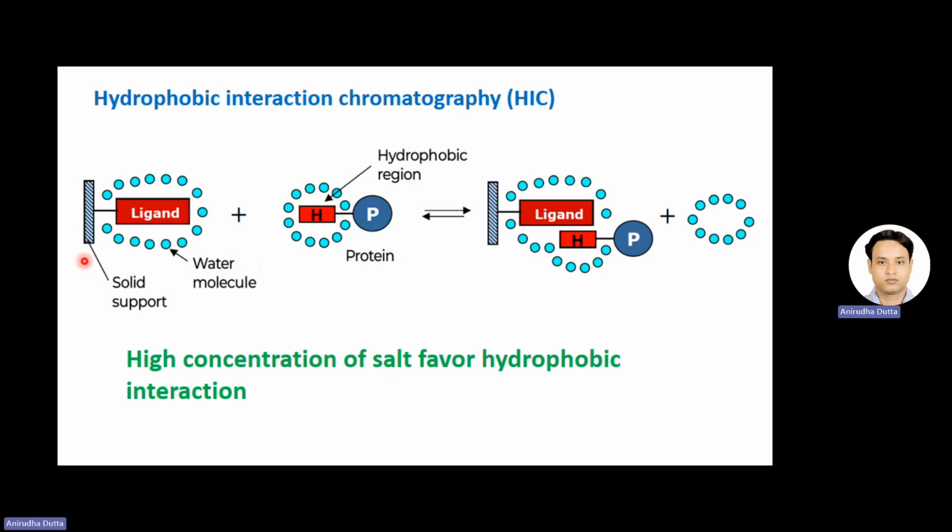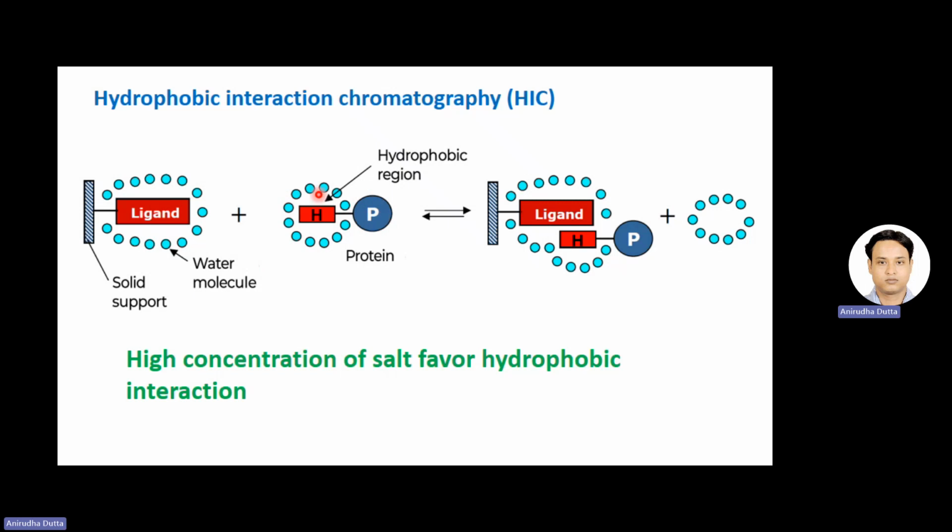You can see here, this is the solid support of the matrix, or the bead, Sepharose, whatever, like we know, an inert carbohydrate polymer, and there would be a spacer arm, and then the hydrophobic ligand. The hydrophobic ligands are again surrounded by ordered water, just as we explained in our last few slides. Similarly, the hydrophobic part of the protein would also be surrounded by structured water.